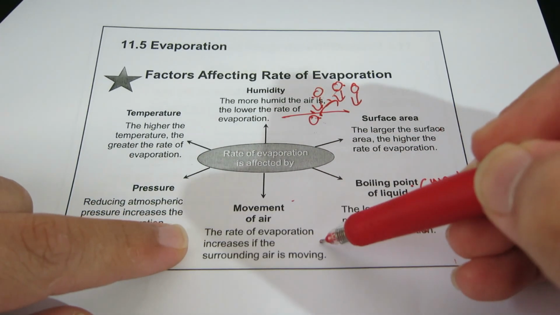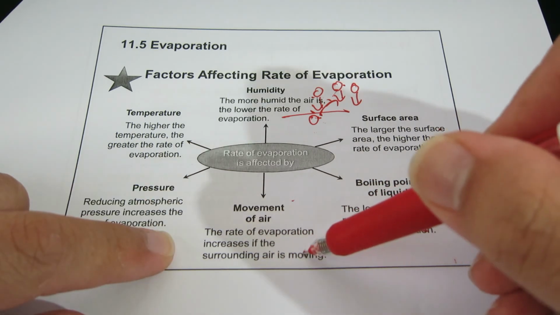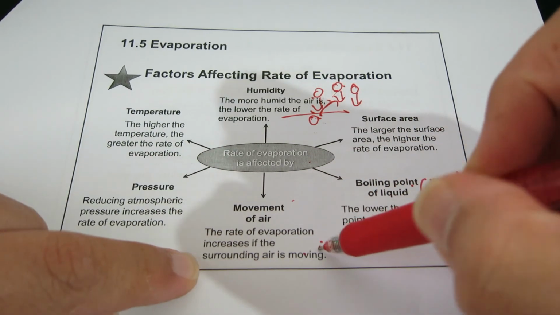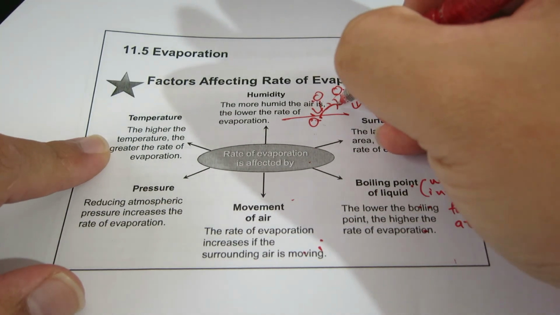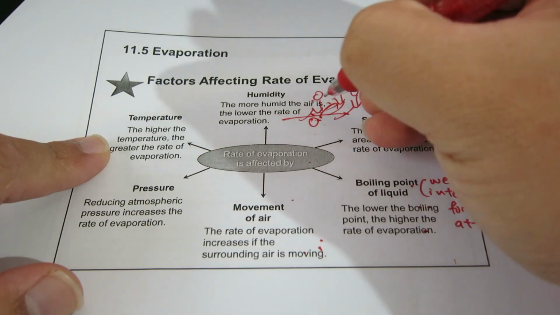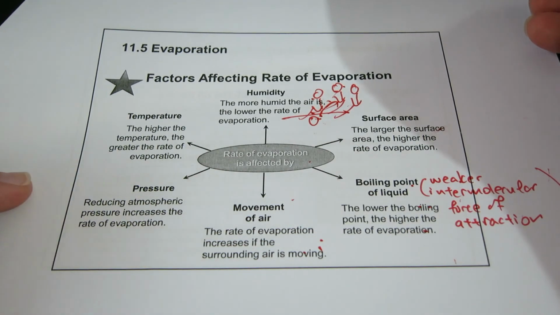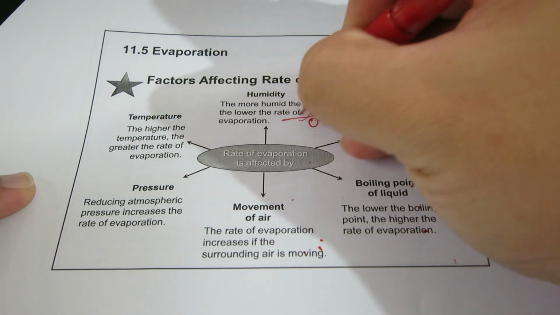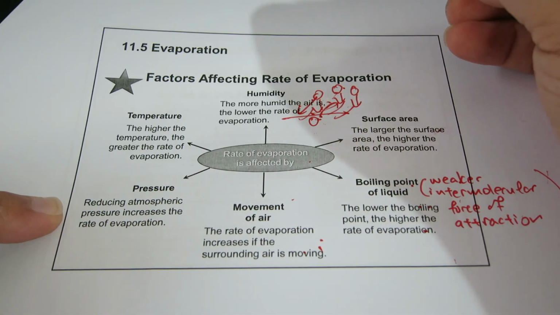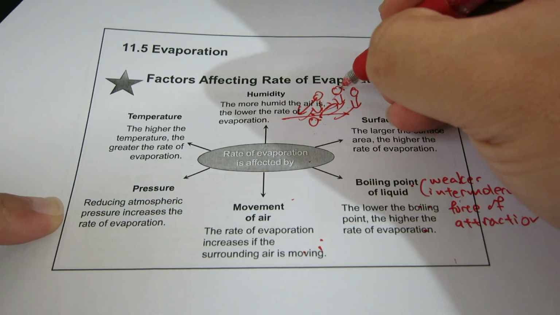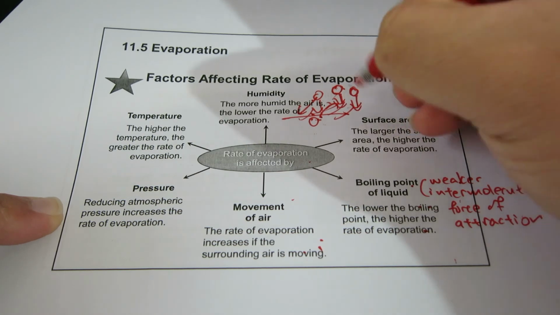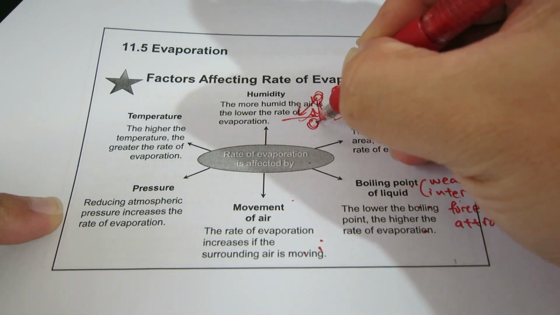Movement of air. If there's wind, then the rate of evaporation will increase. You can think of it as imparting energy to the molecules on the surface. Reducing atmospheric pressure will also increase the rate of evaporation, because you don't have so many of these molecules pushing down on the surface, preventing the vapor from escaping.